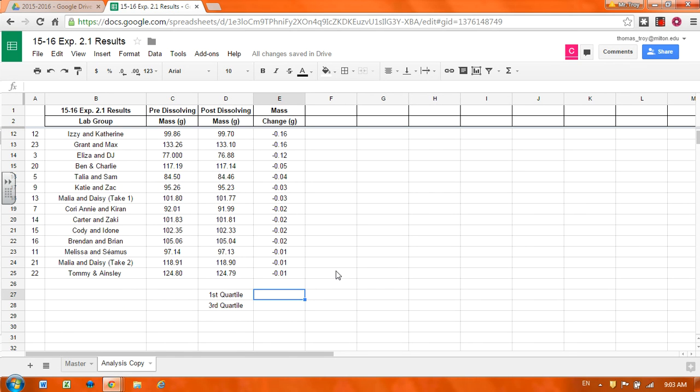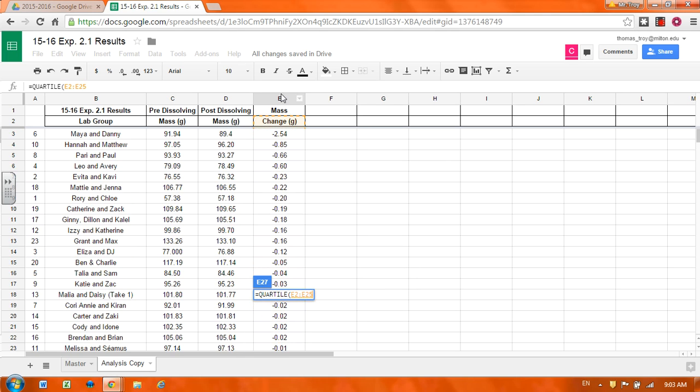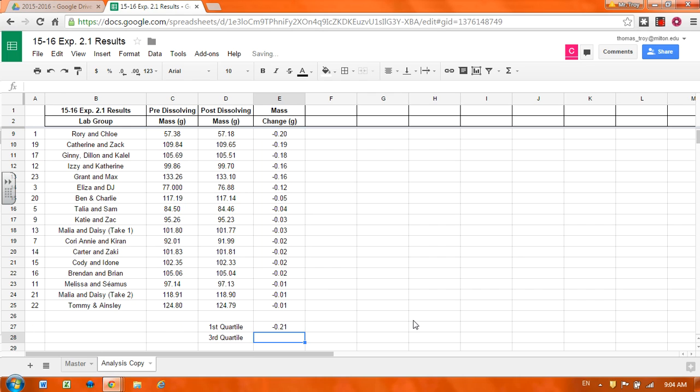But we don't want to find the 50% point. We want to find the 25% point and the 75% point of the data. The first quartile will be the data point where 25% of the data is lower than that number. So to find the quartile, we can simply type equals quartile, and you can see the quartile comes up as an option. You can just click that, and then we highlight all of the data we wanted to look at, and then we type comma 1, which indicates that we want the computer to find the first quartile. And then we just hit enter.